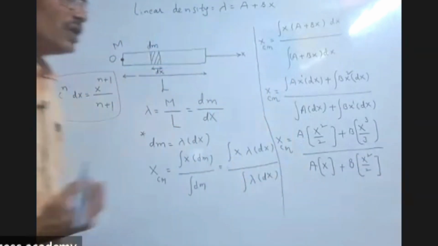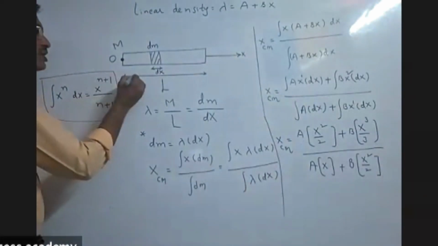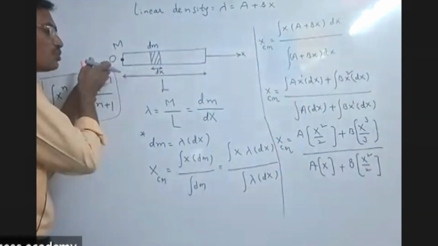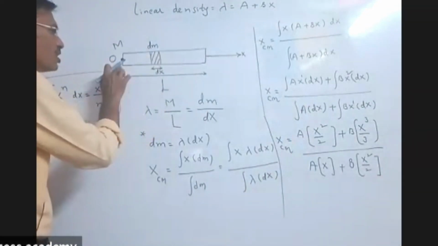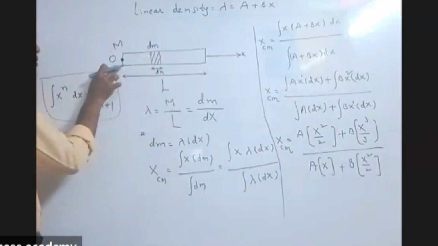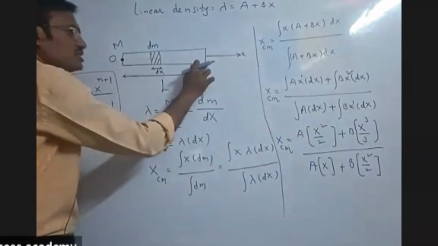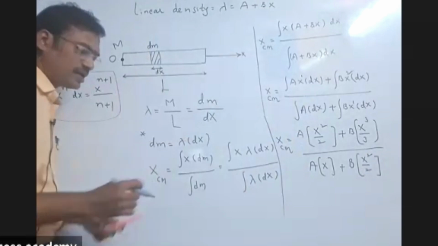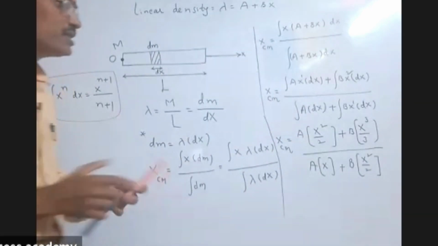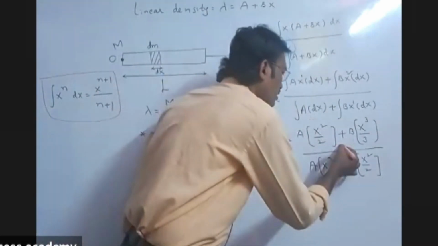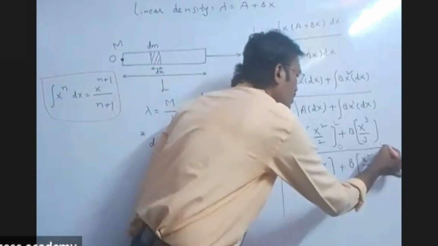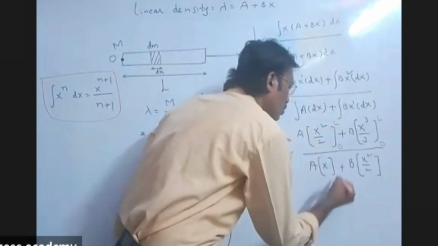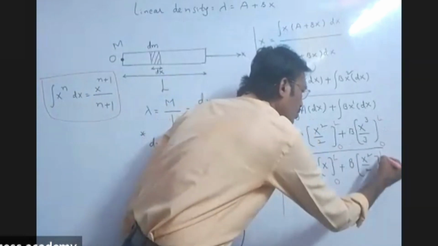Now, where to where I need to consider? I need to take the total length. The mass distribution is along the entire length, origin to this end. Origin is nothing but 0, and this is nothing but L. Total length I used to take. So here I am taking that the limits are 0 to L, and here also 0 to L.